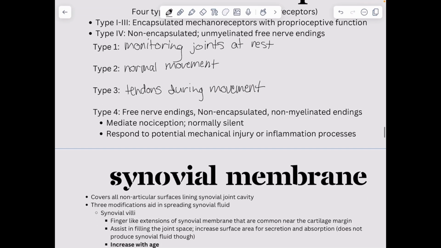Very good. And then type 4, just remember those are your nociceptors. That's going to be your pain receptors. That's what tells you that your tissue is being injured. They're non-encapsulated, non-myelinated, free nerve endings.